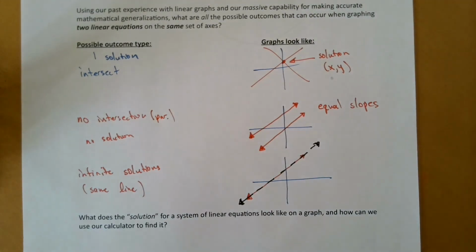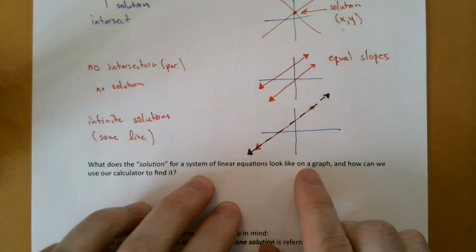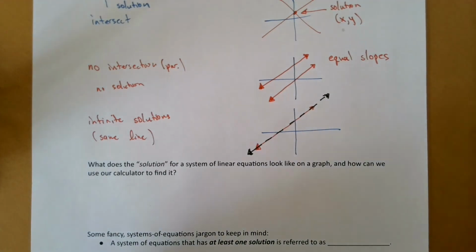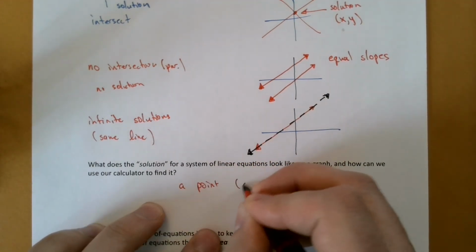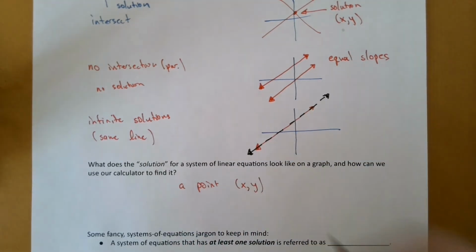Okay, so what does the solution for a system of a linear equation look like on a graph, and how can we use our calculator to find it? It is a point in the form of x comma y, and we simply use what we've already been using for our graphical solution methods. We look for the place where the two lines meet.